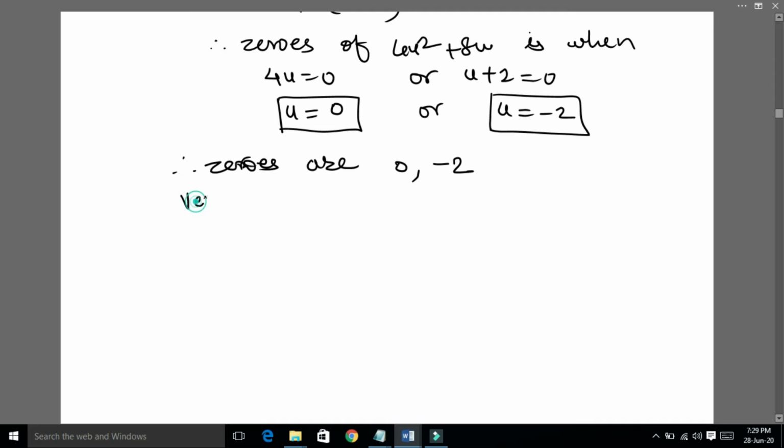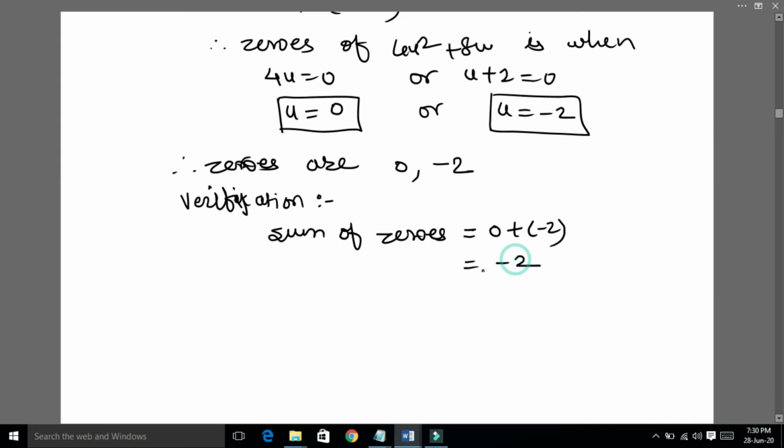Now we verify the relationship. Sum of zeros is equal to 0 plus minus 2, that is minus 2. Now we calculate the sum of zeros by using the formula, that is minus b upon a.